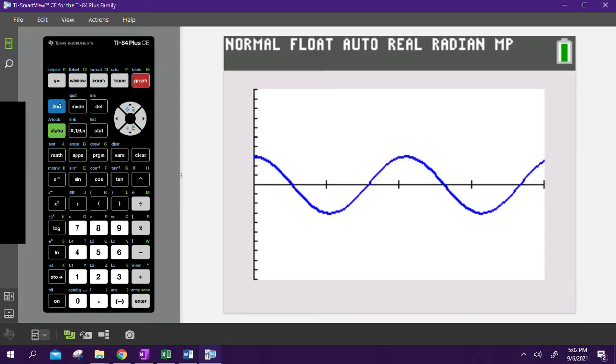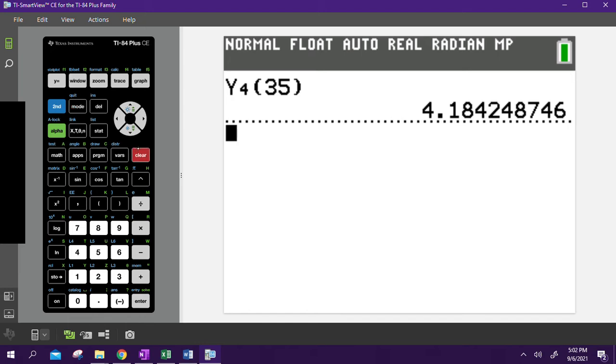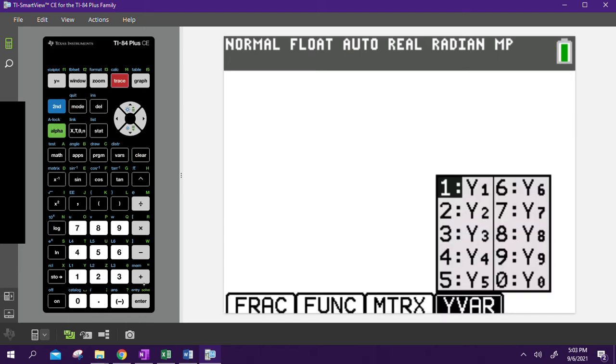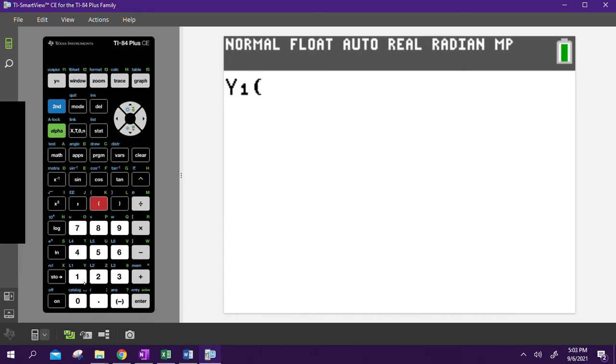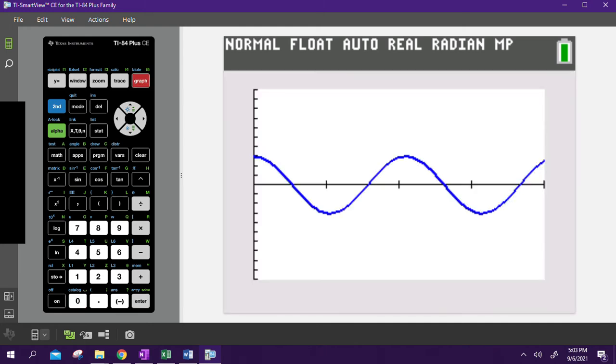So remember how to do that. The easiest way to do it, I think, is going to alpha F4, Y1. I'm going to plug in 0. Basically, I'm just plugging in 0 into that equation. It's 3. We can look at this picture. Yep, that makes sense. It should be about 3.